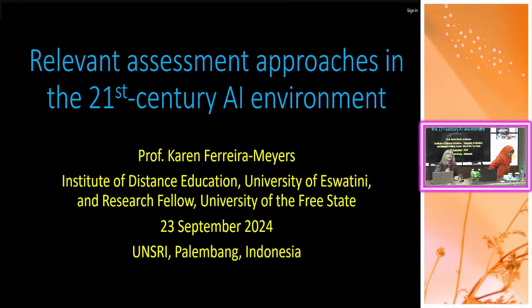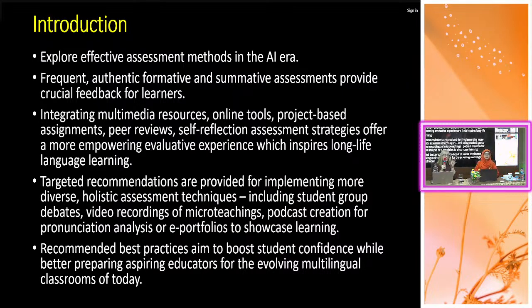Right, okay, so the idea is to look at relevant assessment approaches in the 21st century AI environment or era. We're going to look a little bit at assessment, at authentic assessment, and seeing how AI perhaps can assist us with that. So we know that frequent, authentic, both formative and summative assessment provide us crucial feedback. And when I say us, I mean both major stakeholders, the learner and the staff. Today we have all these multimedia tools, resources, online tools, project-based assignments, peer and self-review, everything that has to do with self-reflection. That gives us a much more powerful experience of evaluation today. So that's why we are looking at new ways to evaluate.